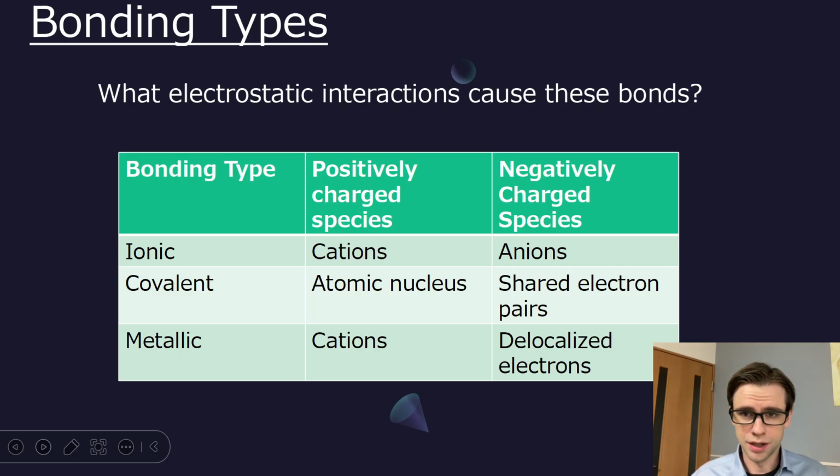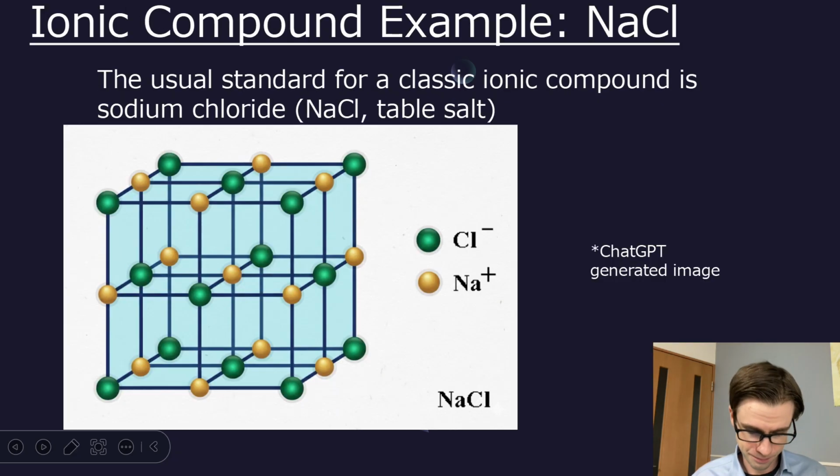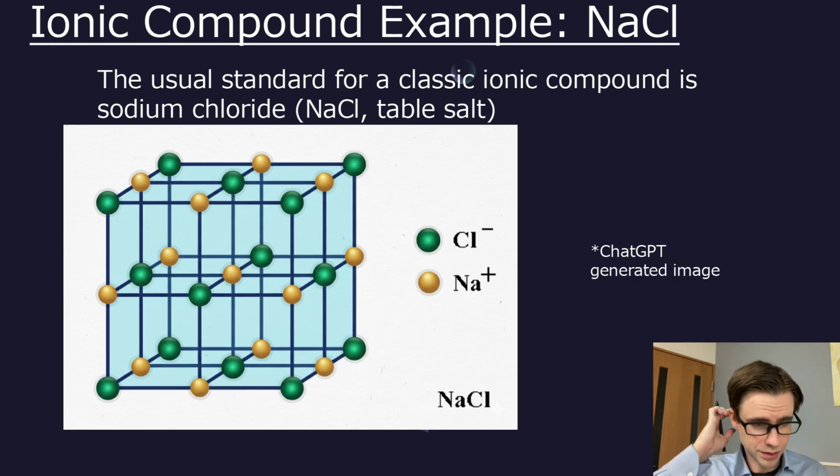Okay, but we will be starting with ionic. I think it's the simplest. So the standard ionic compound usually given is sodium chloride, NaCl. This is the table salt that you would put on your food to make it a little bit saltier. So it's fairly essential for living organisms.